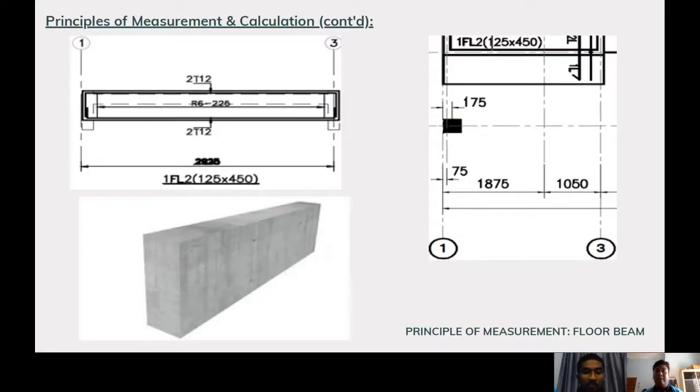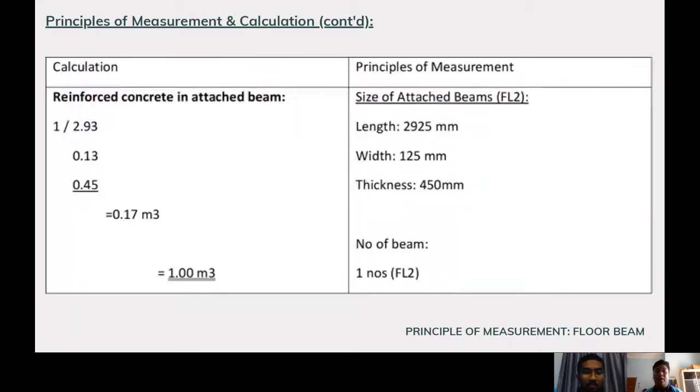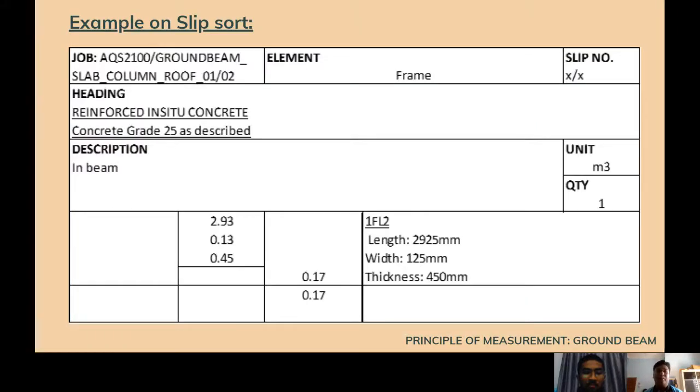So this is the drawing and example of the floor beam. For the calculation, we need to know the size of the beam, with length, width, and thickness. We multiply all of it, and we multiply again with the number of beams, which is only one here. So we get the measurement. This is some example on the seesaw.